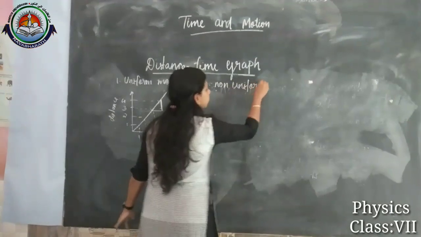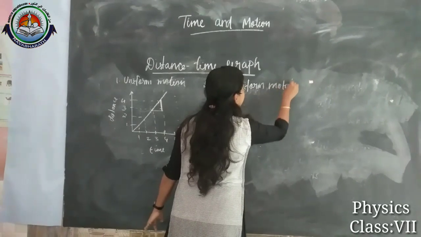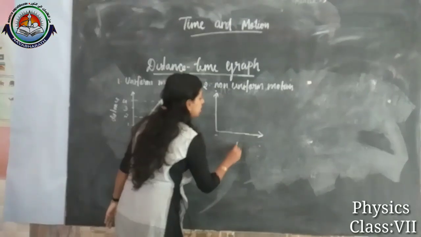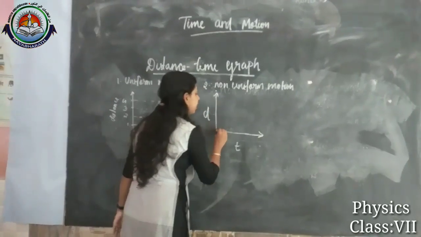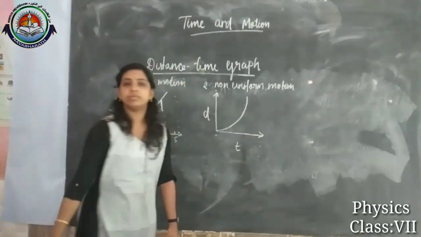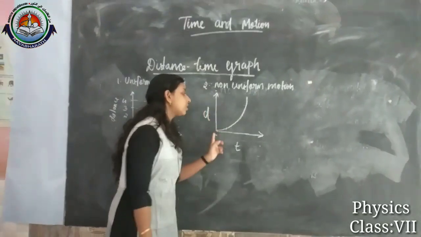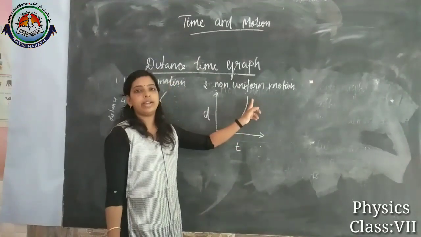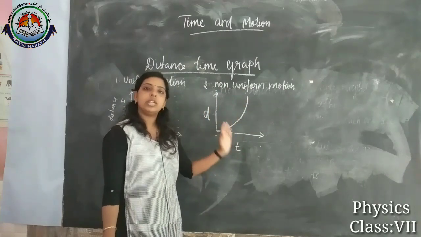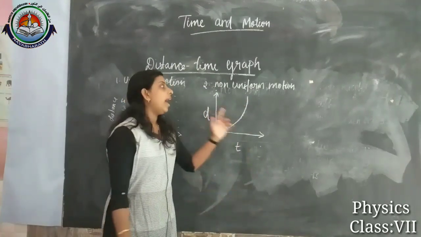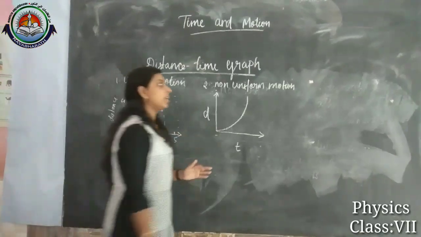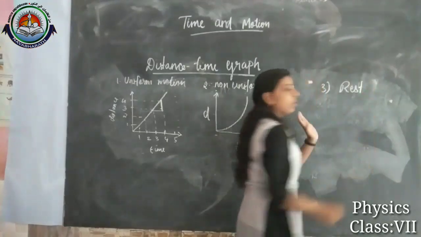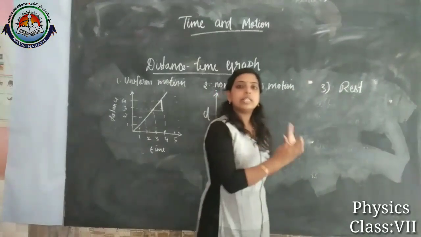Non-uniform motion. Okay, in the case of non-uniform motion, if we draw the distance time graph, we will get a curved line. That means unequal distances in equal intervals of time. So we will get a curved line. So the speed of this motion is non-uniform. Okay, and if we consider a third case, we can consider an object in a state of rest.